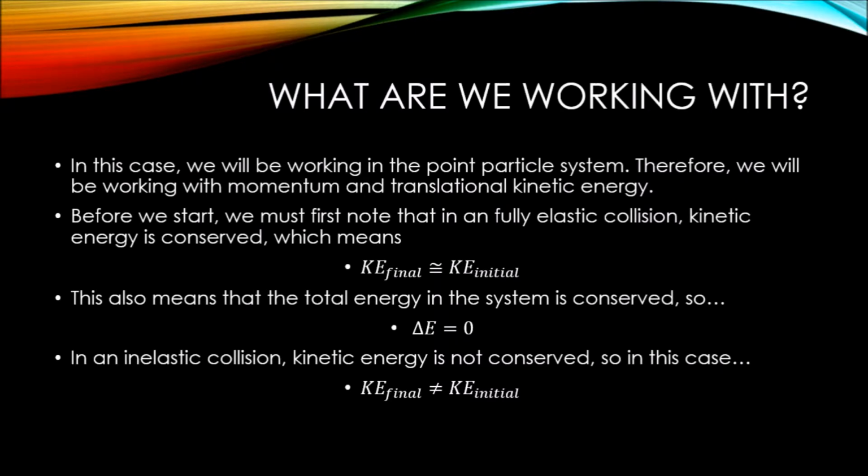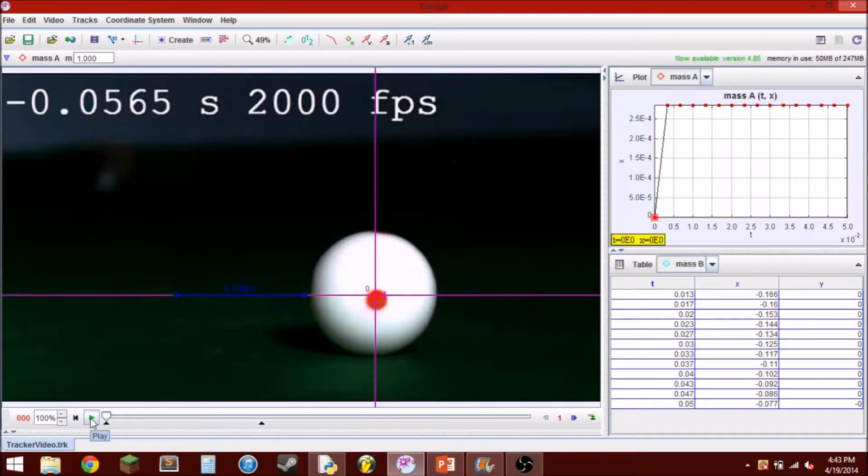Now what are we actually working with? In this case, we'll be working in the point particle system, and we'll be working with momentum and the translational kinetic energy. Before we start, we must first note that in a fully elastic collision, kinetic energy is conserved, which means KE final is approximately equal to KE initial. This also means that the total energy in the system is conserved, so delta E equals 0. In an inelastic collision, however, kinetic energy is not conserved, so in this case, KE final would not be equal to KE initial.